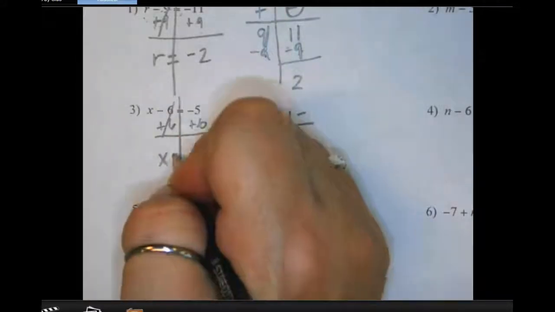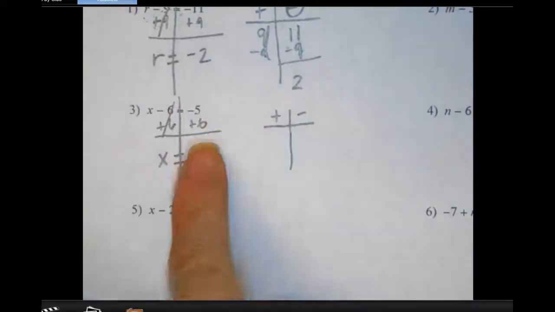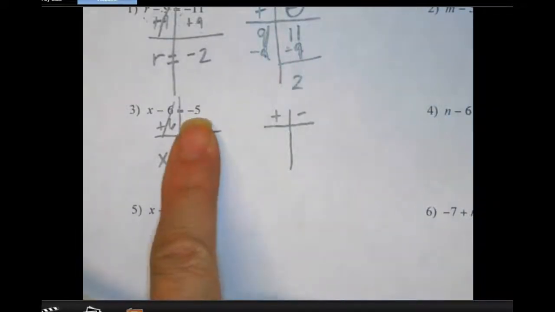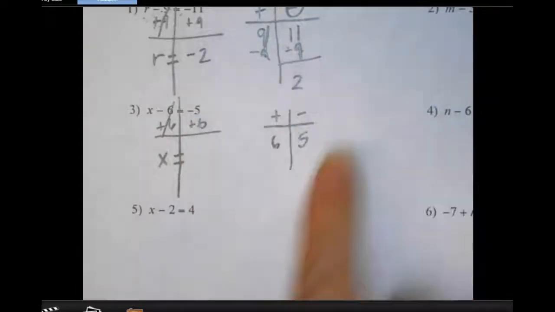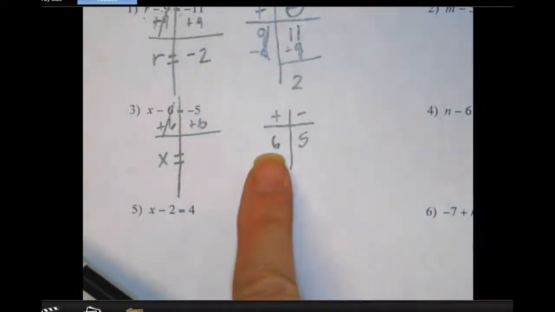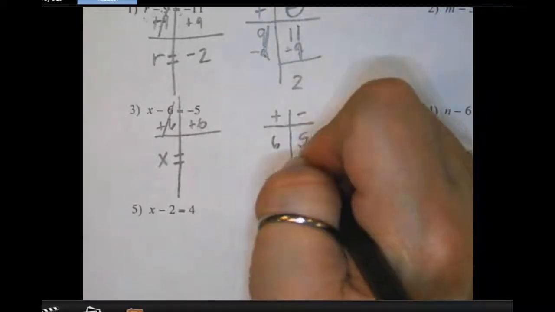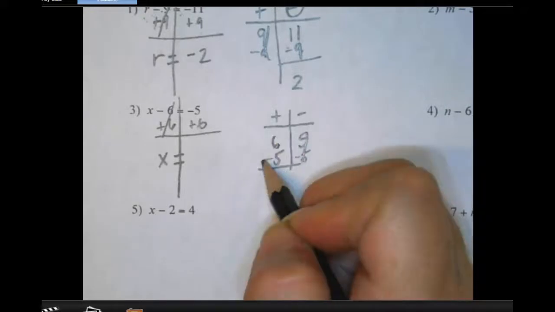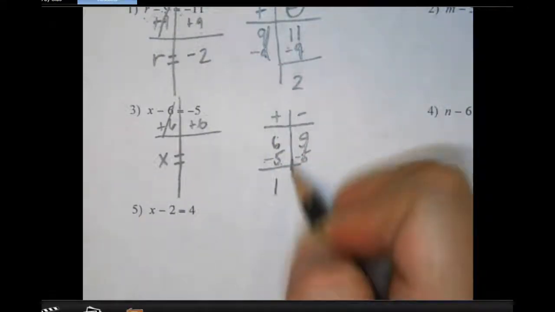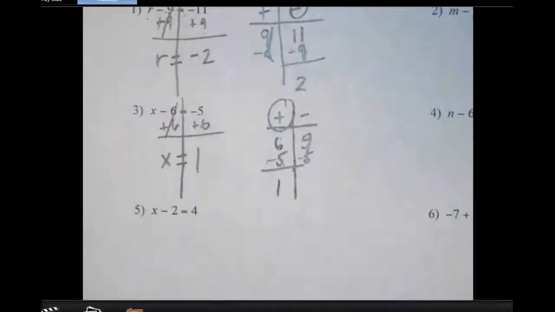So x is going to equal what? I have to do this, right? So I have a negative 5 and a positive 6. What's my bigger number? 6. So I'm going to subtract 5. Subtract 5, right? 6 minus 5 is 1. What side is it on? So x is going to be positive 1.